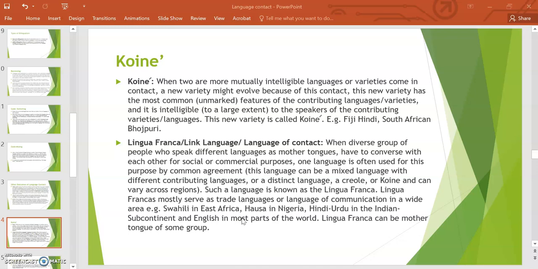Lingua francas mostly serve as trade languages or language of communication in a wide area. For example, Swahili in East Africa, Hausa in Nigeria, Hindi Urdu in the Indian subcontinent, and English in most parts of the world. Lingua franca can be mother tongue of some group.